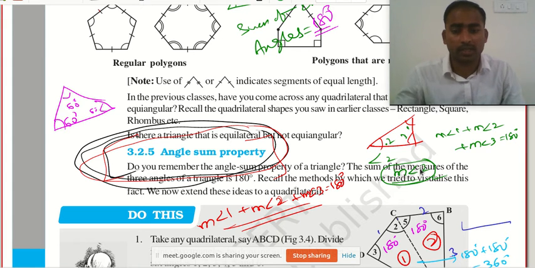That is according to the angle sum property, and I gave that homework to Mr. Sai Chaitanya. Have you completed it, Sai Chaitanya?